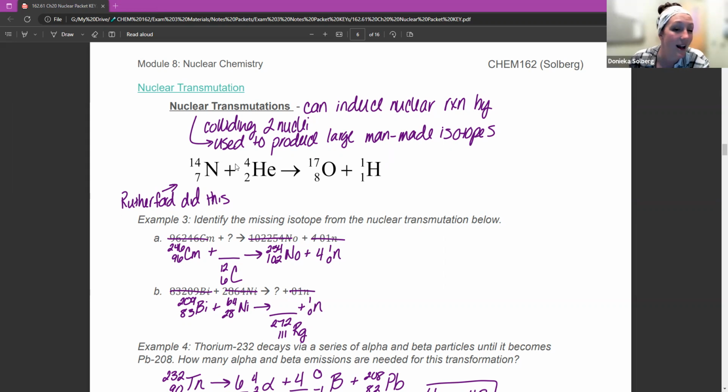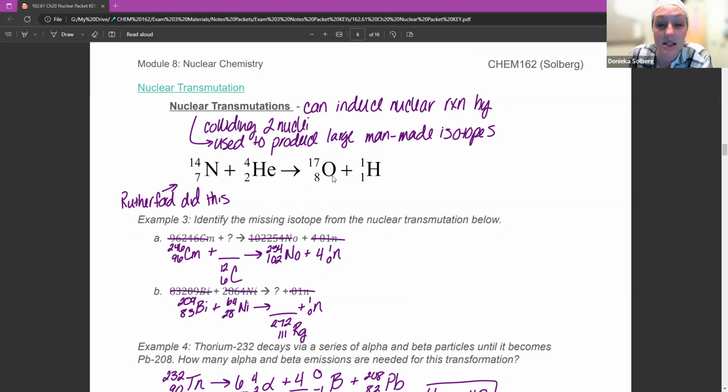I think the first person to do this was Rutherford. You might remember him from the gold foil experiment, where he shot alpha particles at a gold foil and saw that some of them bounced. So he was working with some nuclear chemicals. What he did is, I have a nitrogen 14. If I shoot an alpha particle at it, or a helium nucleus, I end up with oxygen 17.